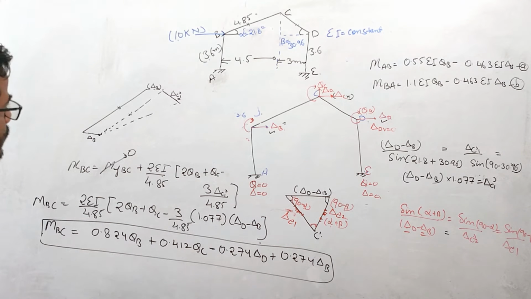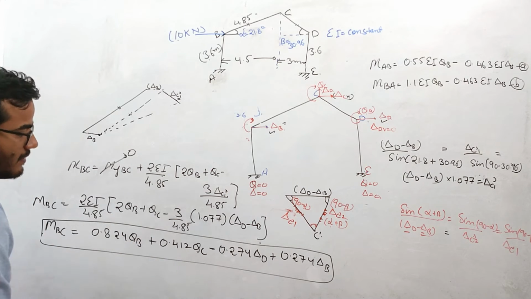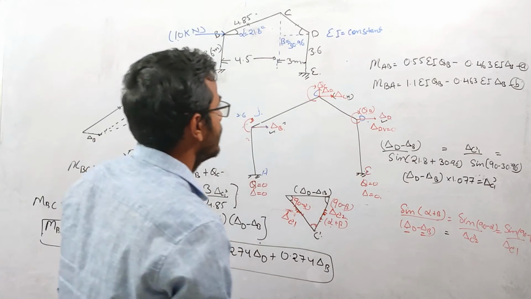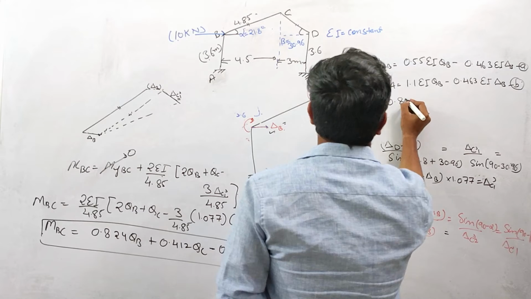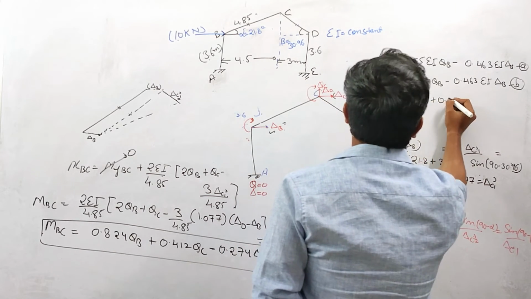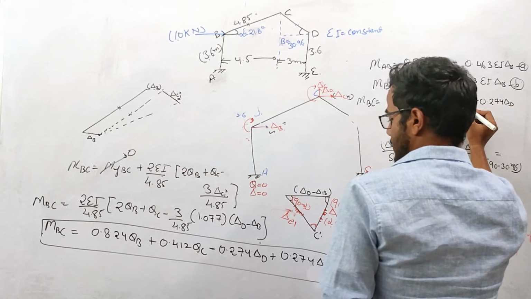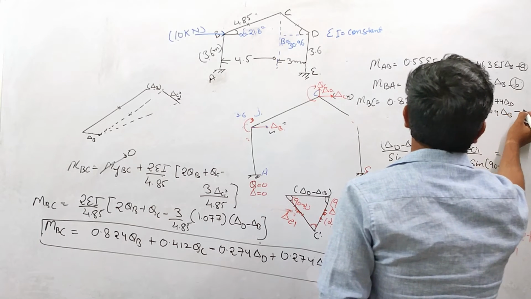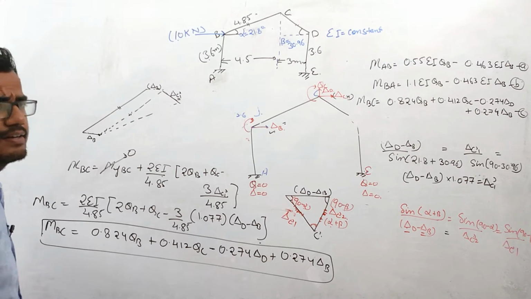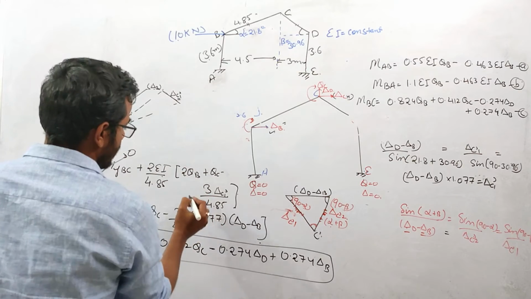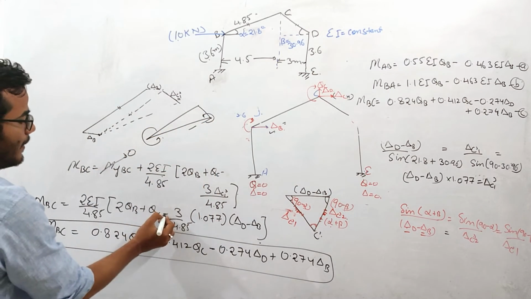Okay, so you need to basically understand this movement. That is the main part in this problem. So MBC will be 0.824 theta B plus 0.412 theta C minus 0.274 delta D plus 0.274 delta B. Let us term this as equation C. Okay. Similarly, the moment generation will be negative. Why negative? Because this is moving like this, so there will be an anti-clockwise moment generated due to this movement. Okay, so that's why we kept the negative sign over here.